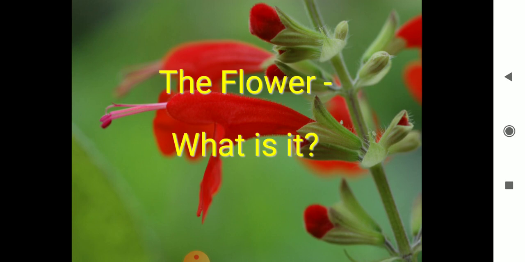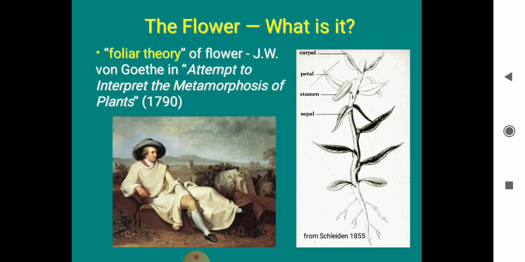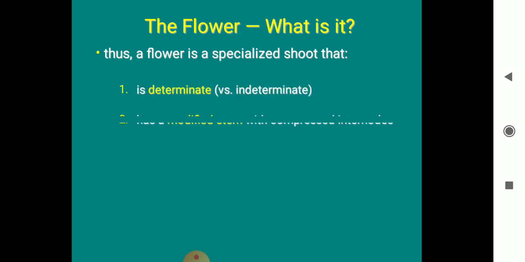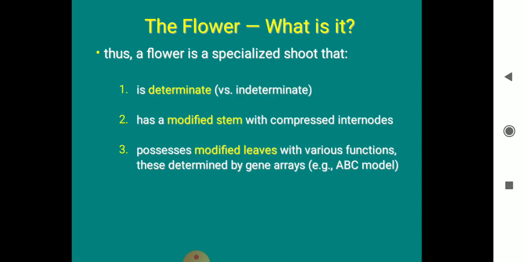Usually when you look at the plant, you can commonly find that the flower is referred to as the reproductive propagule of the plant. But for the development or morphology of the flower, various theories have been put forward. One interesting theory is the attempt to interpret the metamorphosis of the plant, and that theory is called the foliar theory. It mentions that in the plant the flower is borne with modified foliage parts.